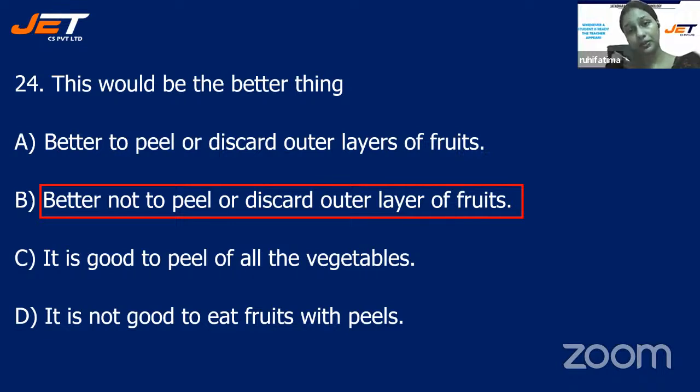As I told you of the apples, right? And oranges also, the outer layer, that thick portion, you can peel off. But inside, instead of having only the pulp, you should consume the whole piece of orange, that sliced piece along with its peel, and it has little fibers also, right? So it is better not to peel or discard outer layer of fruits. Similarly, guava you can have with the peels, right?